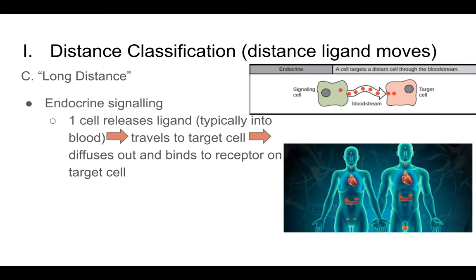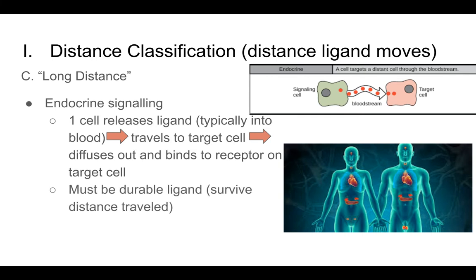And so the signaling molecule can be as far apart as your head to your toe, as long as there is a circulatory system pathway to get it there, it can travel long distances. Once it reaches its target area, the ligand will diffuse out of your circulatory system and bind to a receptor on the target cell. Because the ligand travels a long distance, these are typically pretty durable ligands.